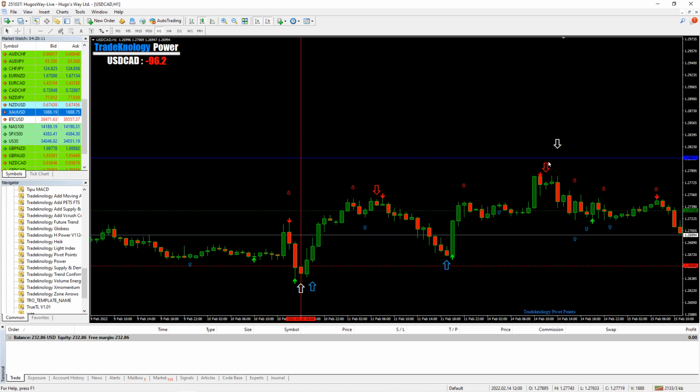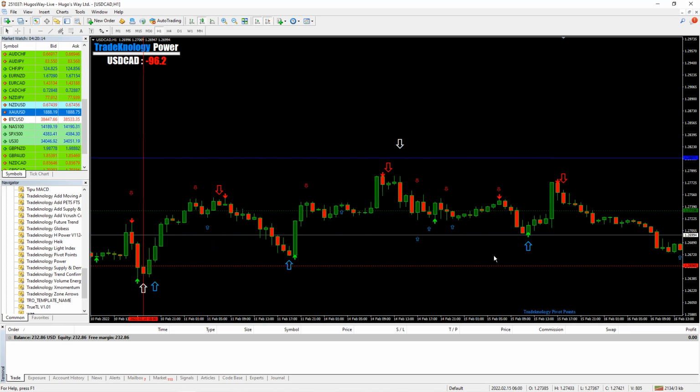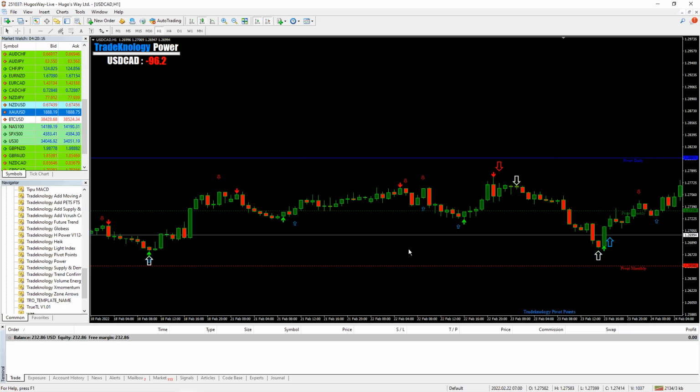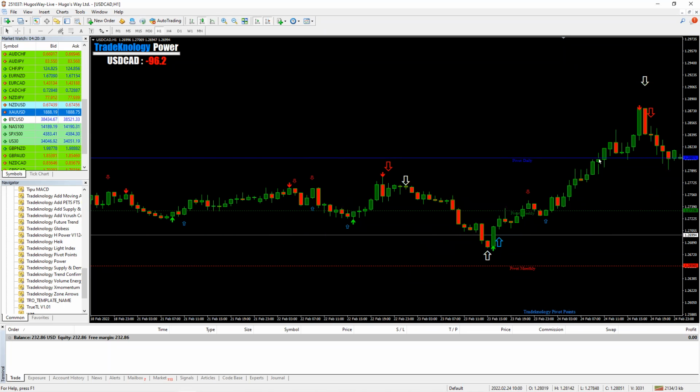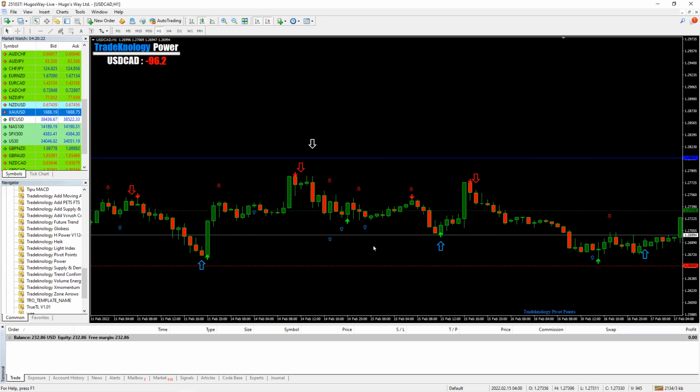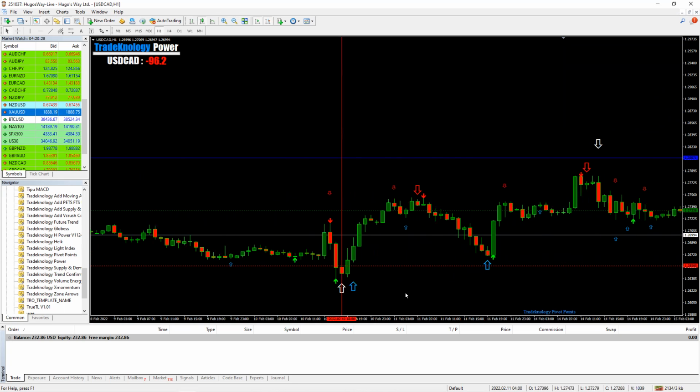But as you can see, the price never touched over here, and it never got there until here. What you want to do on this type of trade is put your stop loss behind your white arrow. All right. So let's see if we hit take profit 1 without hitting your stop loss.